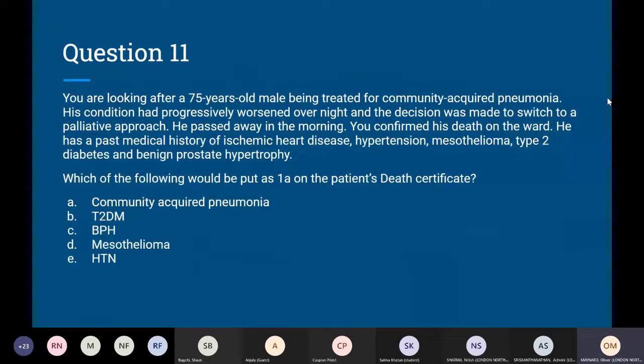Question 11, you're looking after a 75-year-old male being treated for a community-acquired pneumonia. His condition has progressively worsened overnight and the decision was made to switch to a palliative approach. He passed away in the morning. You confirmed his death on the ward. He has a past medical history of ischemic heart disease, hypertension, mesothelioma, type 2 diabetes, and benign prostate hypertrophy. Which of the following will be put as 1A on the patient's death certificate? So A, community-acquired pneumonia, B, type 2 diabetes, C, BPH, D, mesothelioma, or E, hypertension.